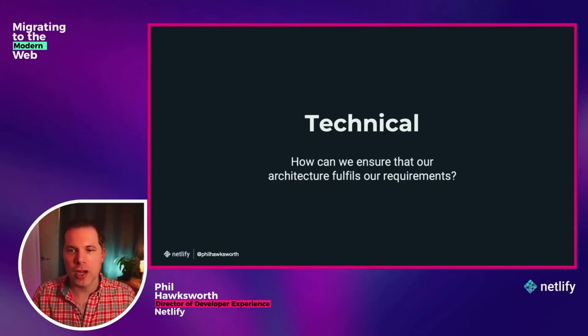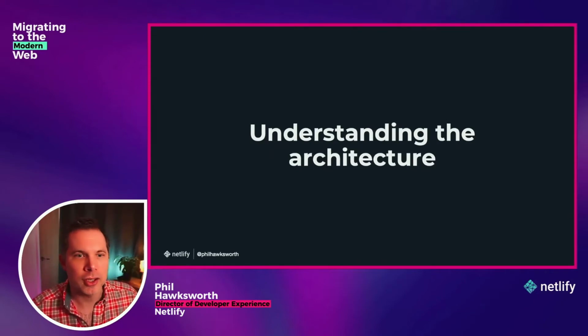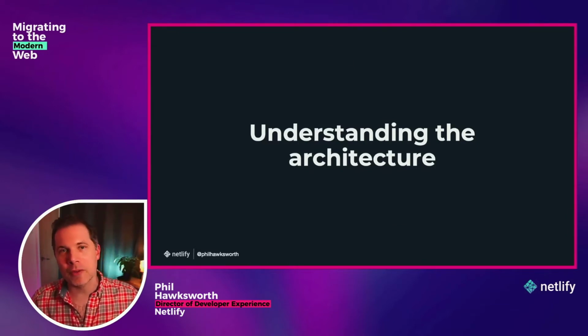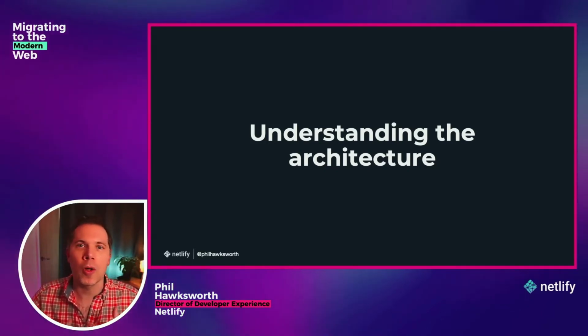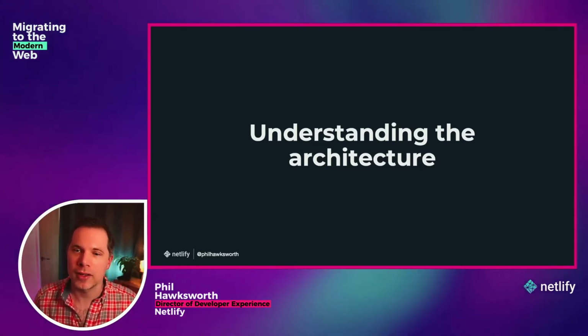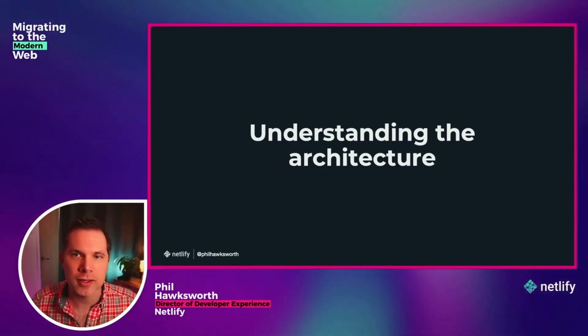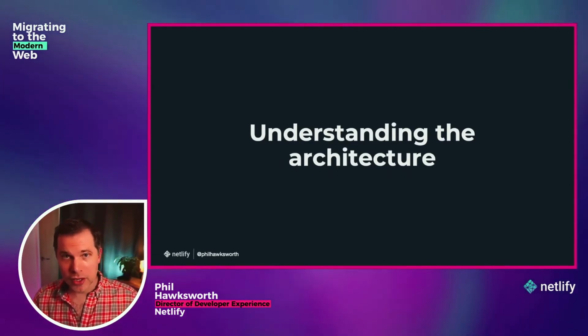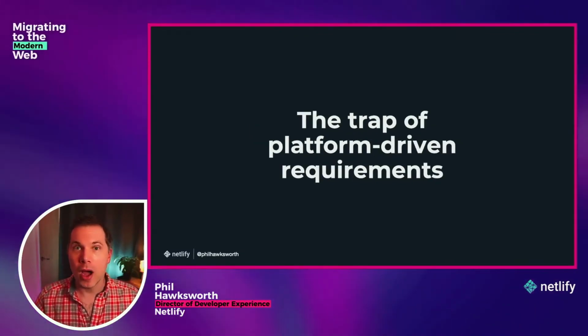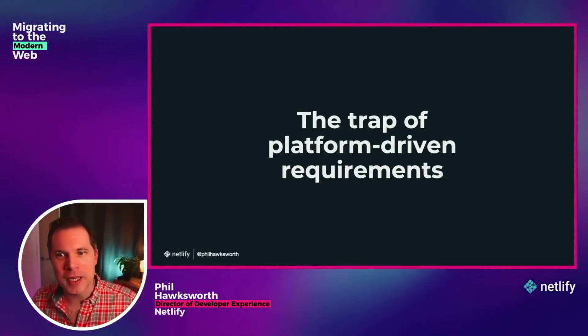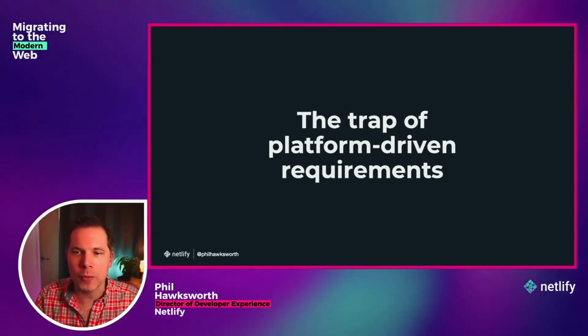How can we ensure that our architectures fulfill our requirements? And really this comes down, first of all, to understanding the architecture. And of course, that seems like stating the obvious, but it could not be more critical, because we feel like we've got an understanding of what Jamstack is, but we really need to get to grips with it and understand what the mechanics and what the workflows are that it enables, and the ways of building things that it unlocks. So I'm not going to dig into every aspect of that, but that is a core attribute that we need to get into. That is often water muddied by the trap of platform-driven requirements.